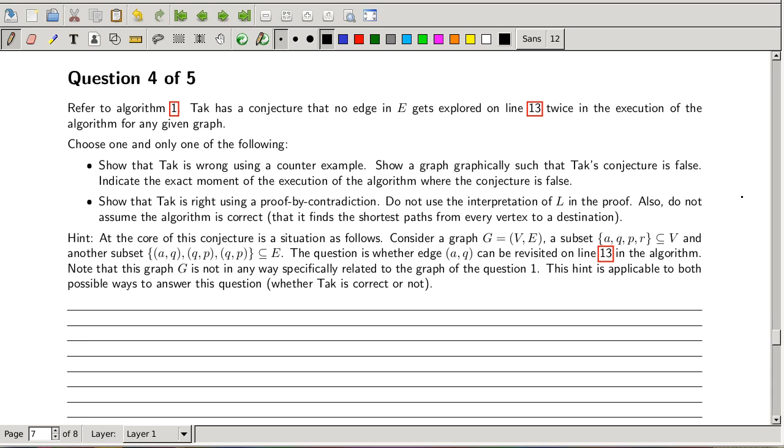Okay, question 4 is going back to algorithm 1 again, which is Dijkstra's algorithm, and this time TAC has another conjecture. So the conjecture is no edge in E would get explored on line 13 twice in the execution of the algorithm for any graph. So once again, you can either prove me wrong using a counterexample, or you can prove me right, but this time use proof by contradiction.